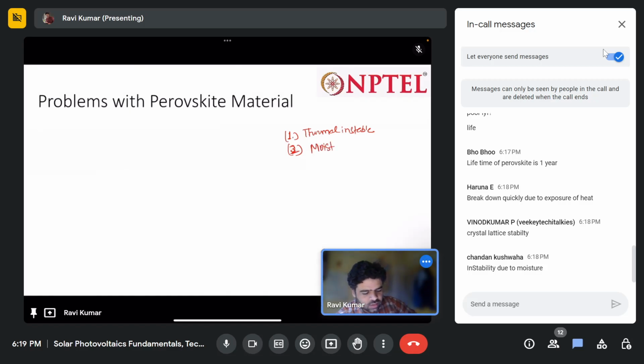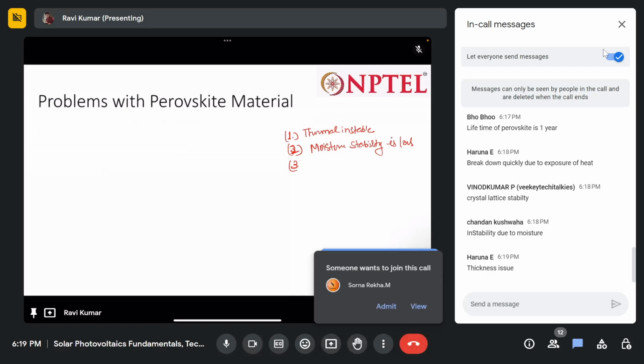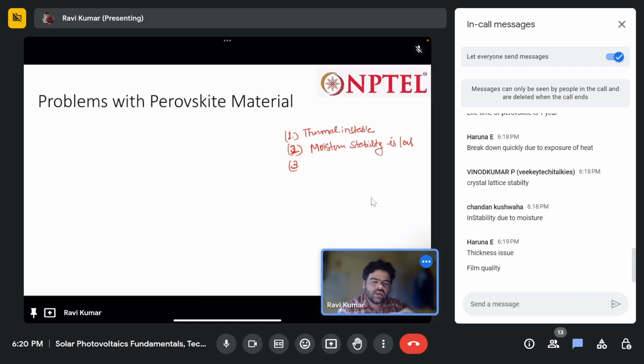So we can say moisture stability is less. Third, thickness issue. What is the thickness issue, Haruna? And will this thickness issue decide the life? Yes, these things like film quality, thickness issue, life, these are broader terms. If any material is thermally unstable, then we can say the quality is poor. I totally understood what you want to say. You want to say the morphology is not good.